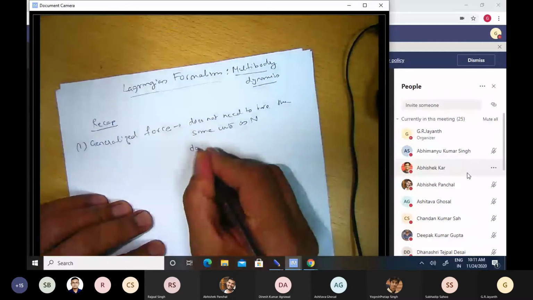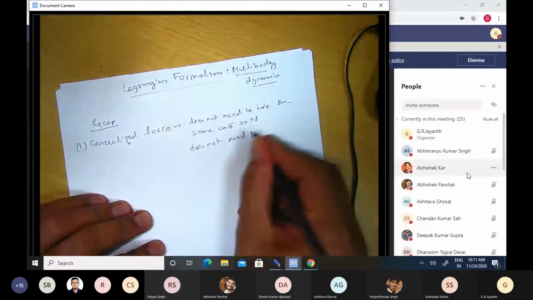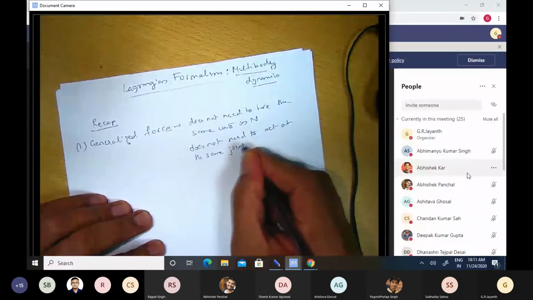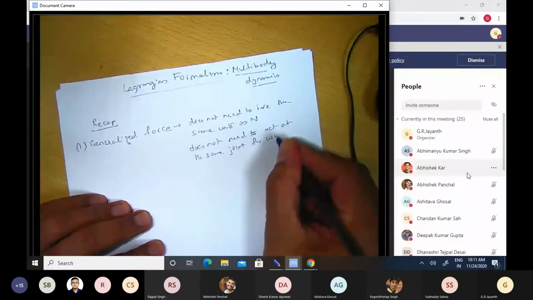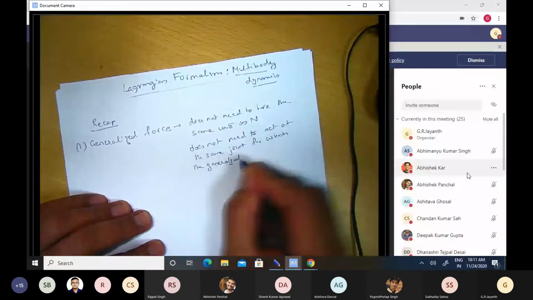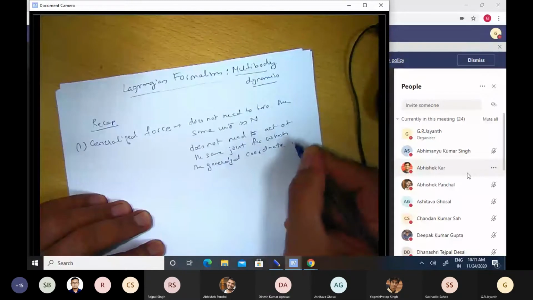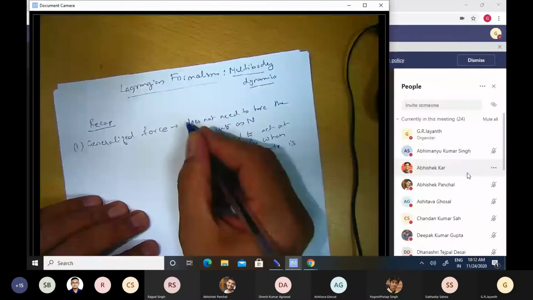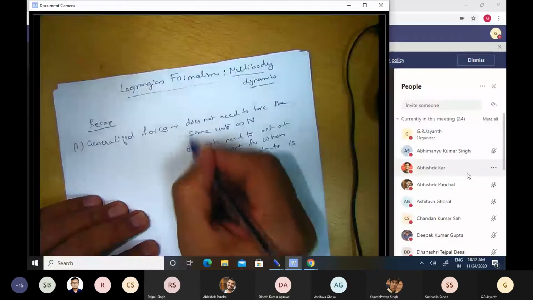So it does not need to act at the same joint for which the generalized coordinate is a joint variable. Before all of this, let me just add one more point. It's based on the principle of virtual work.